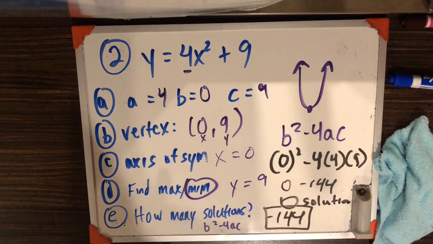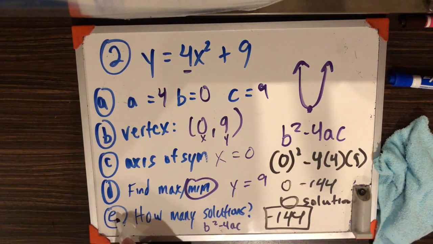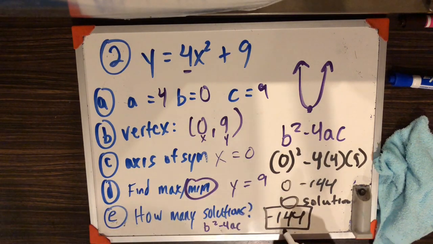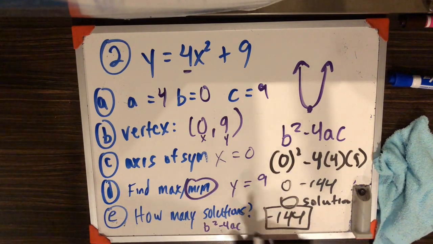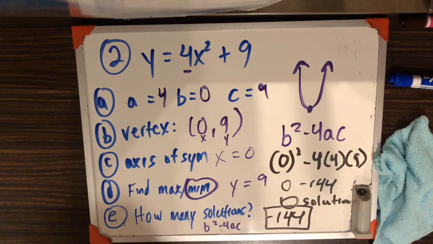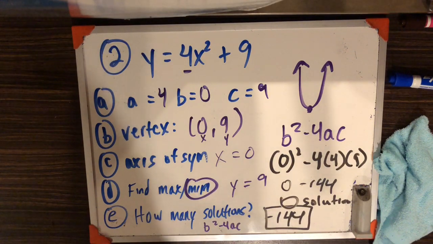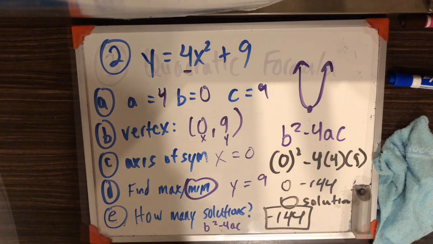Now, if it has 0 solutions, I know the next question would have no roots because you get a negative number when you're doing b squared minus 4ac, okay? It means it has no solutions, okay? So no roots for this one. Does not touch the x-axis.